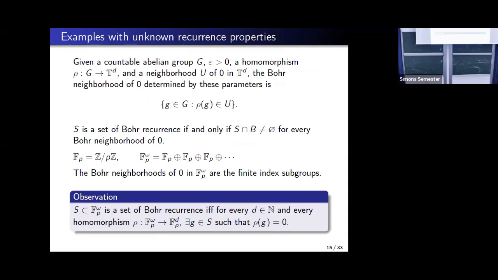they're sets of topological recurrence or sets of measurable recurrence. And so I want to do this in the countable direct sum of Z mod 3Z. But let me just reiterate the definition of Bohr neighborhood here. You get a Bohr neighborhood by taking a homomorphism into T to the D and looking at an open set around 0 in T to the D, and you look at all the elements of your group that are mapped into that neighborhood. That's your Bohr neighborhood of 0.